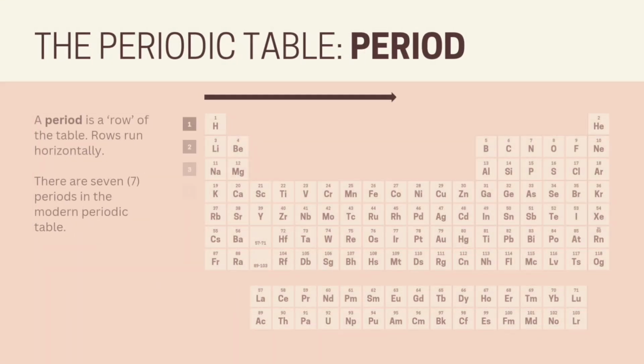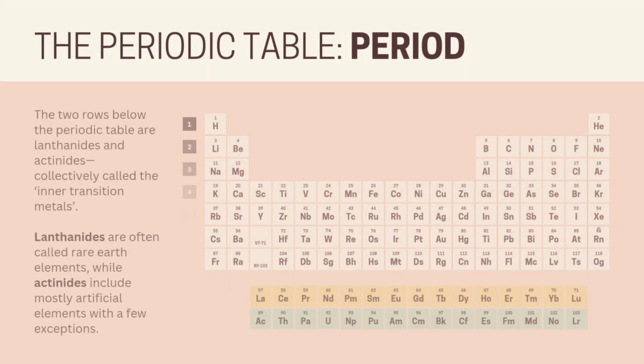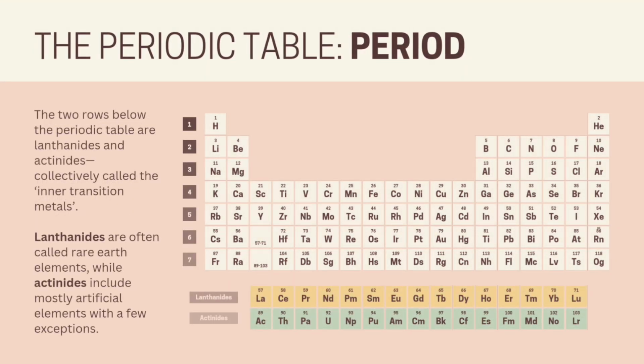Now let's learn what a period is. A period is a row of the table. Rows run horizontally. There are 7 periods in the modern periodic table, as you can see in the diagram. And the two rows below the periodic table are lanthanides and actinides, collectively called the inner transition metals. Lanthanides are often called the rare earth elements, whereas actinides include mostly artificial elements with a few exceptions.